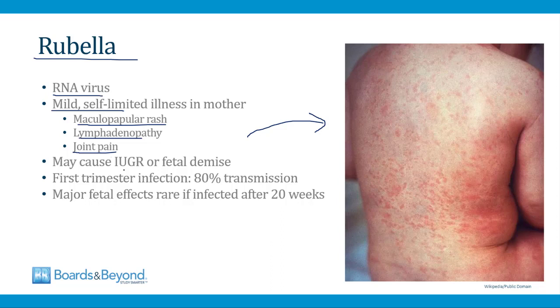So rubella infection in pregnancy can cause intrauterine growth restriction or fetal demise. And when infection occurs in the first trimester, there's an 80% risk of transmission to the fetus. And this is where most of the problems in the baby occur when first trimester infection develops. Major fetal effects are rare if the baby is infected later in pregnancy after 20 weeks.